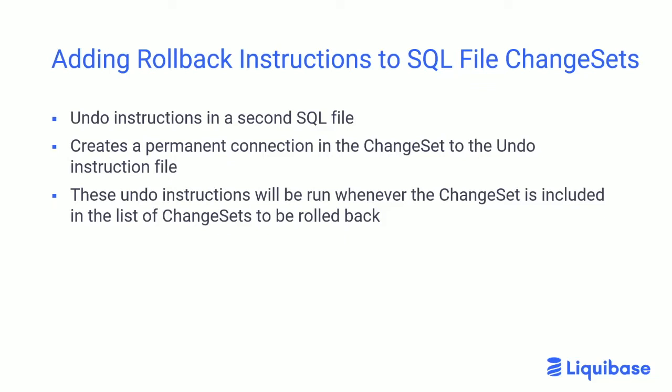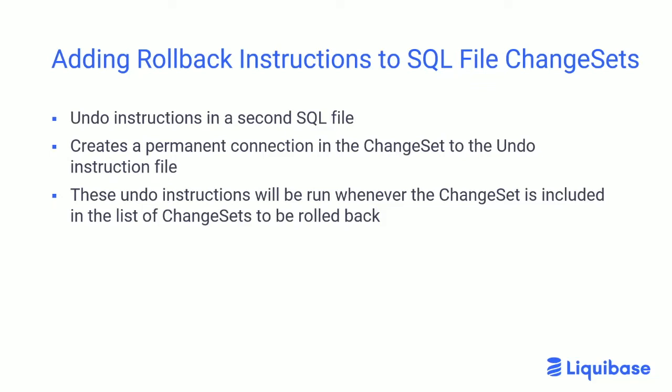The reason that this is valuable is that having that undo instruction in the change set and change log itself means that you're creating a permanent connection between the forward and the backward instructions. So if you do want to roll back a particular change set, you know specifically what the undo instructions are, and they're always going to be done exactly the same way. Every time that change set is included in a list of change sets that you're rolling back, you can have confidence that those undo instructions will be precisely what is done.